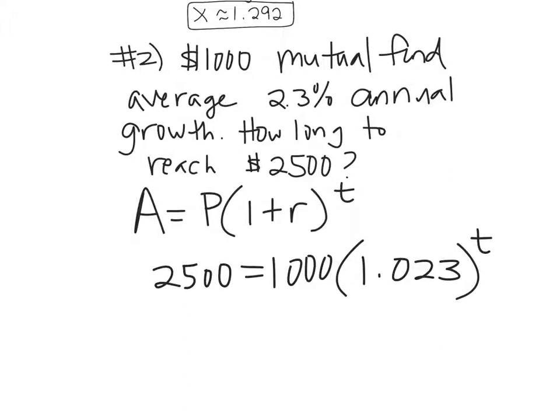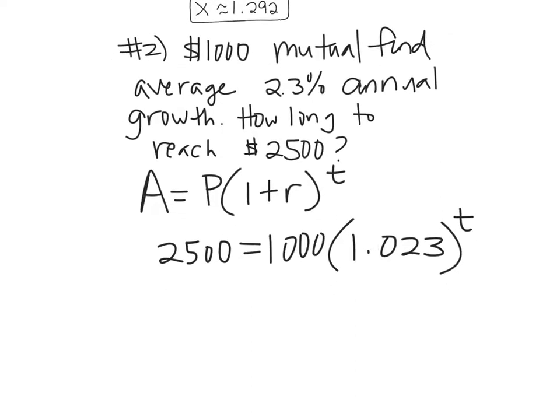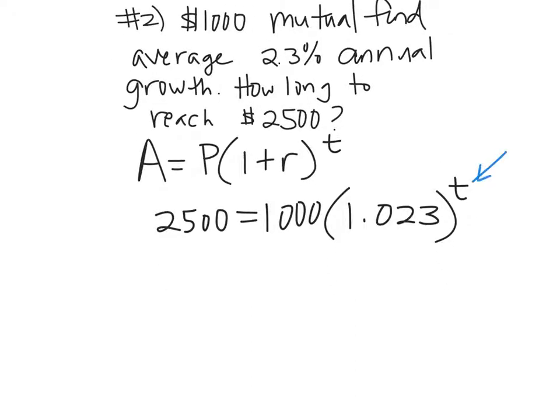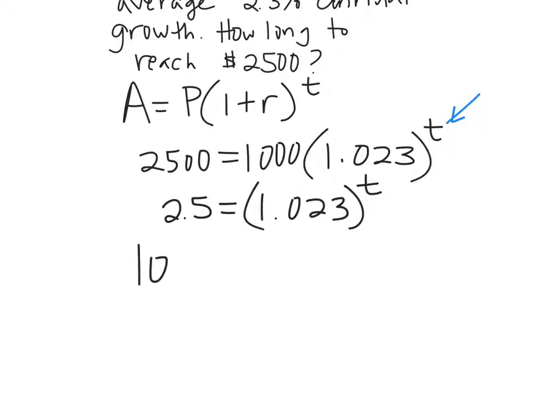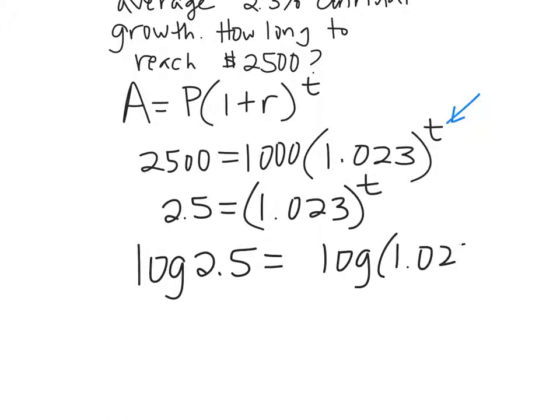Okay, so we're solving another exponential equation. An exponential equation is when we're solving for the exponent. All right, so first thing I would do is divide both sides by 1,000. So you get 2.5 equals 1.023 to the T. And so we isolated this power part, so let's take the log of both sides. So log of 2.5 equals the log of 1.023 to the T, but I'm just going to go ahead and move that down in one step.